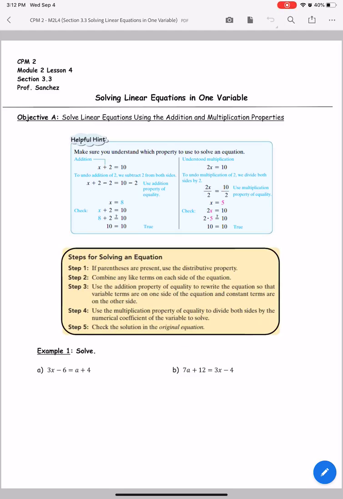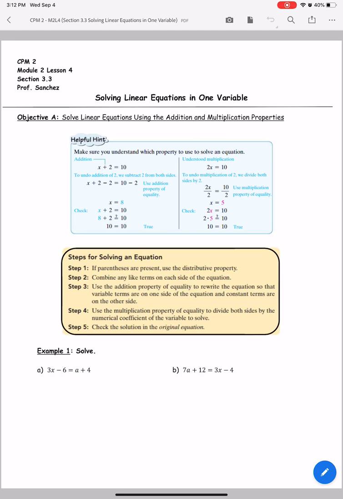Hey guys, welcome to Module 2, Lesson 4 in CPM 2. We are solving linear equations in one variable. This is the third lesson where we are solving for x, and they've progressively gotten harder. I'm not going to lie to you guys, it's not the hardest one, but it is the hardest one up until today.